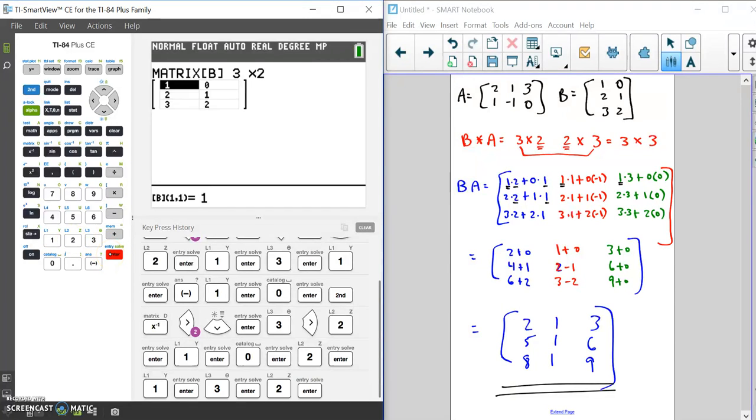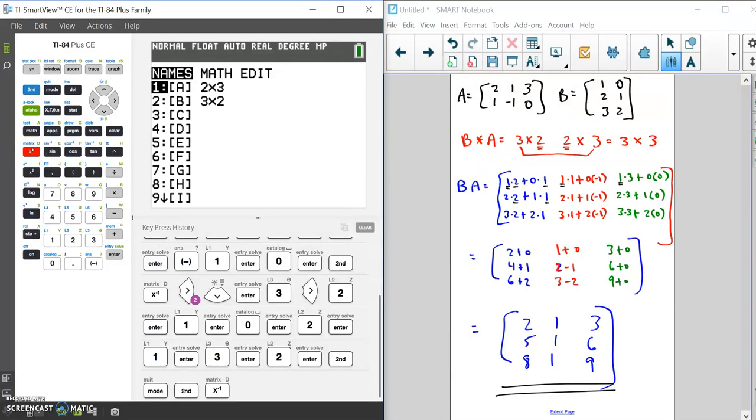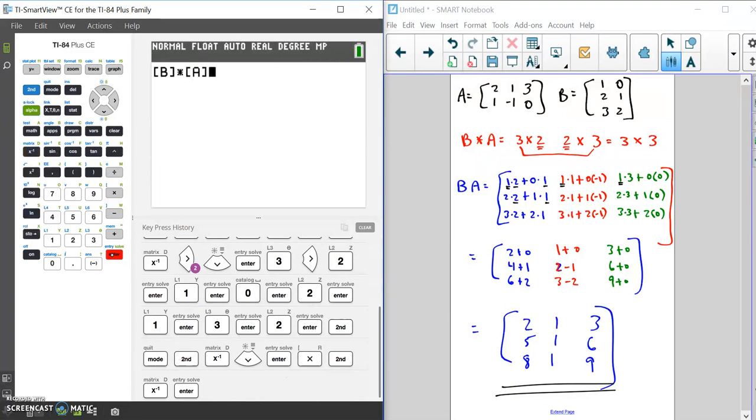Okay, so I've now got both my matrices entered. If I go second quit, that'll give me back to just the main screen, and what I now actually want to do is the operation. So if I go second matrix again, now where I actually have the matrices named and I've edited them, if I want to do B times A, I can start out with matrix B times second matrix, and I can pick matrix A. So I'm asking it to do B times A, and when I press enter here, that will give me the same answer that we got of 2, 1, 3, 5, 1, 6, and 8, 1, 9.